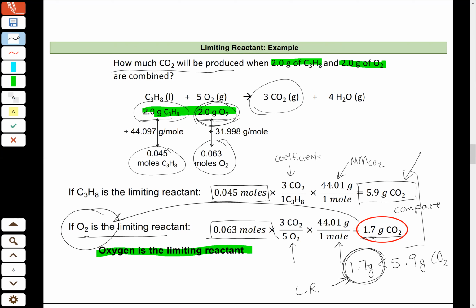And being the limiting reactant means that this predicts the amount that forms of my product. So if I do this reaction with 2 grams of propane and 2 grams of oxygen, the most CO2 I can produce is 1.7.